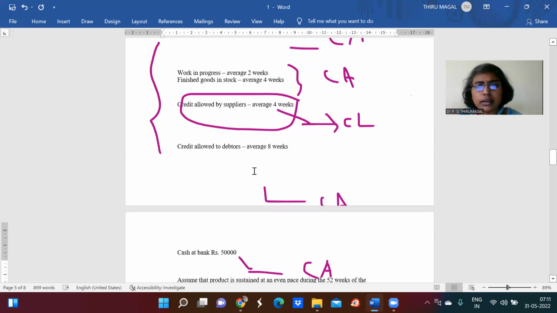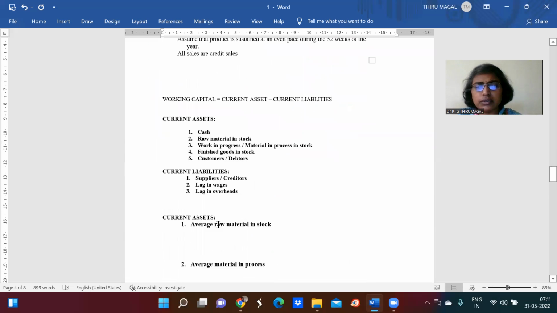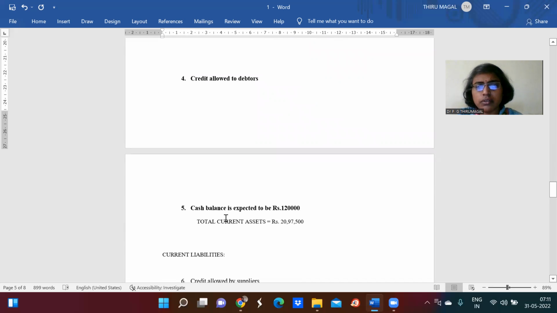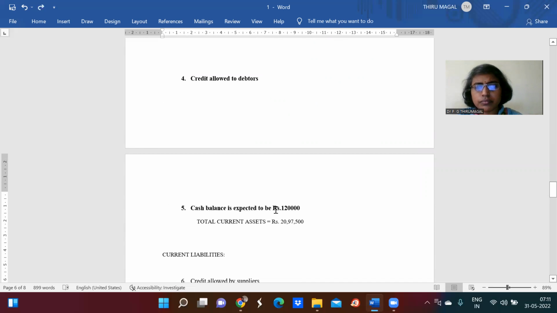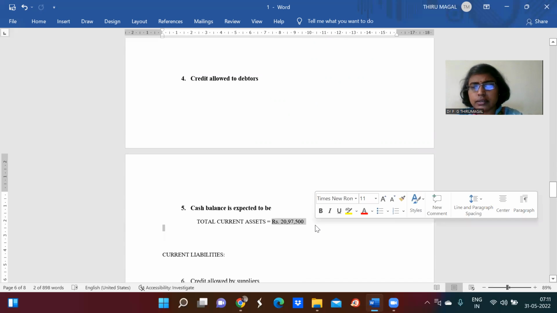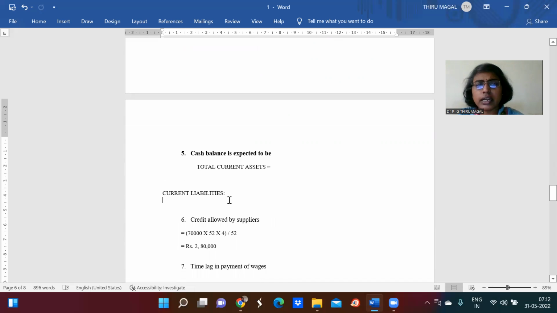The next current asset is cash. So cash is given, and we'll just note down the cash value. Then we'll find out the total current assets. Now, after that, current liabilities.